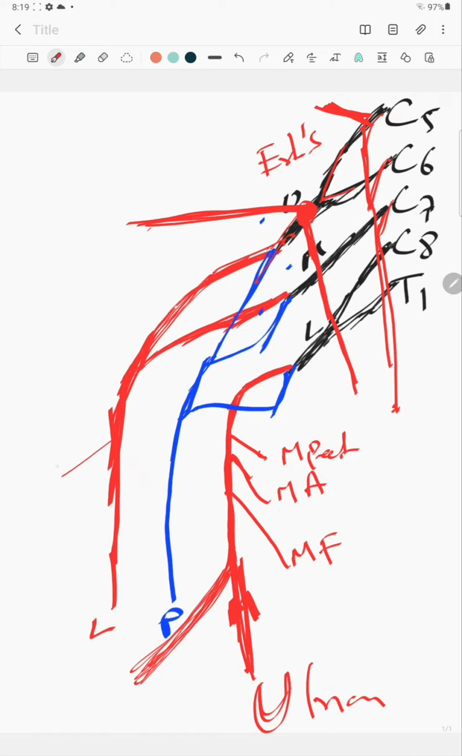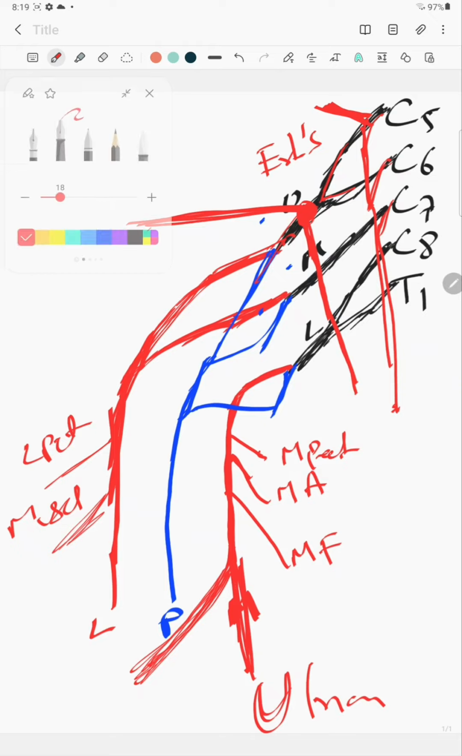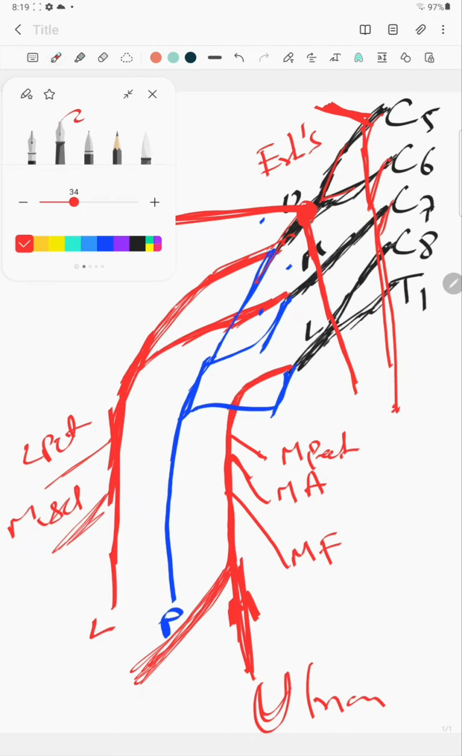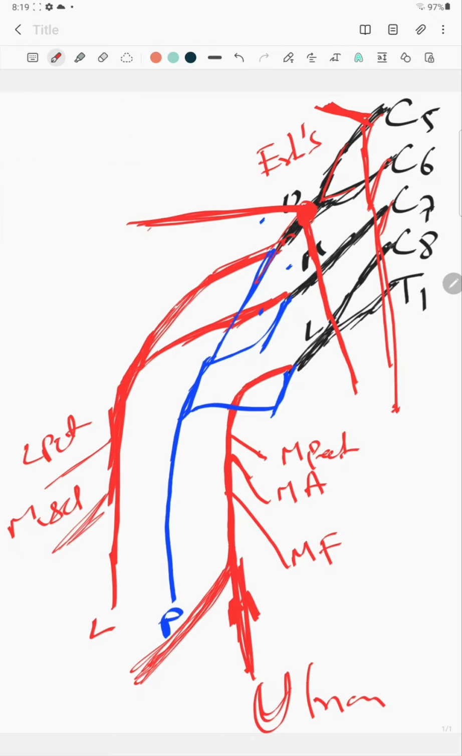The lateral cord gives the lateral pectoral nerve and the musculocutaneous nerve, and then it continues as the lateral root of the median nerve. So here the two roots unite, and the trunk of the median nerve is formed.